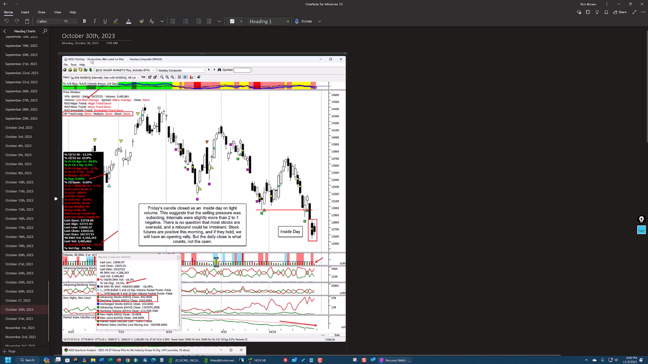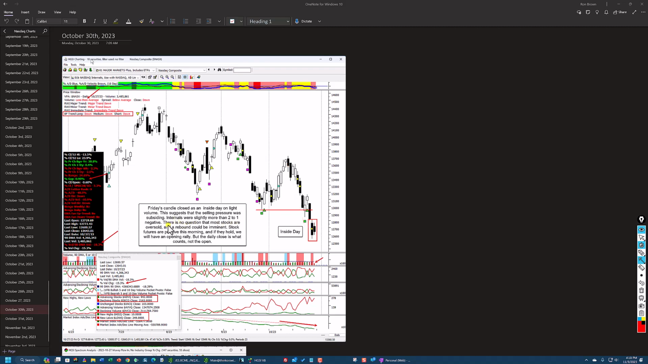When I go back and look at these, I notice that I have some typos in here. You'll just have to overlook that. But let's see what I was thinking on Monday morning after Friday. Friday's candle closed as an inside day on light volume. You can see the volume was very light, another arrow here. This suggests that selling pressure was subsiding because the volume was so light. This had been falling sharply, and then we suddenly have an inside day. An inside day is when this candle is inside the prior day's candle.